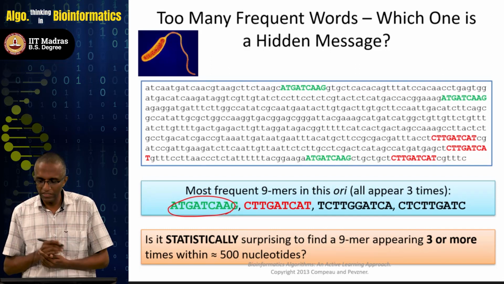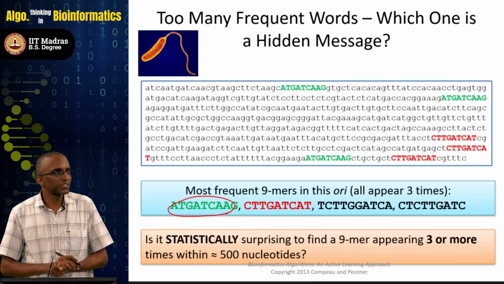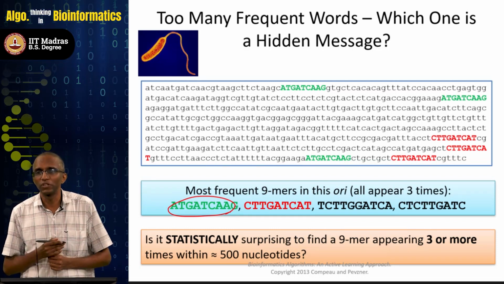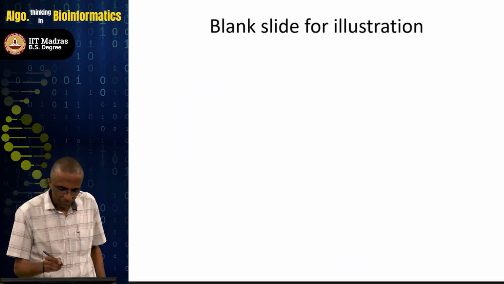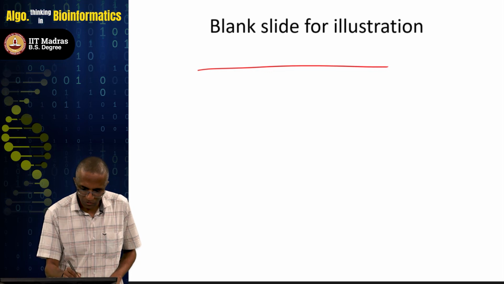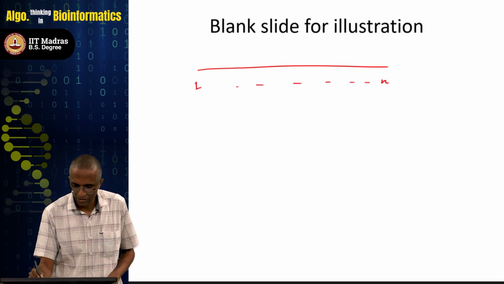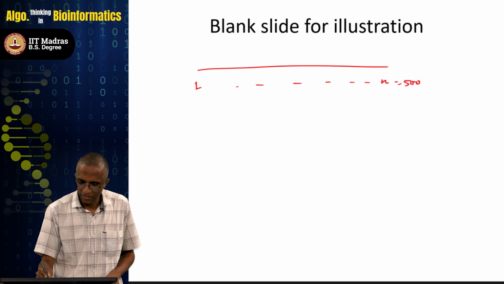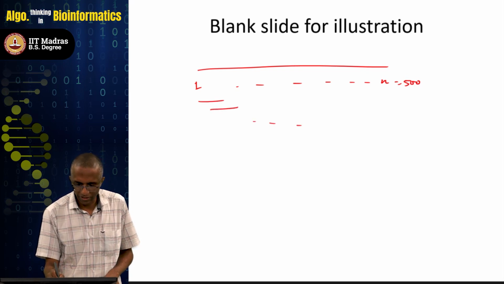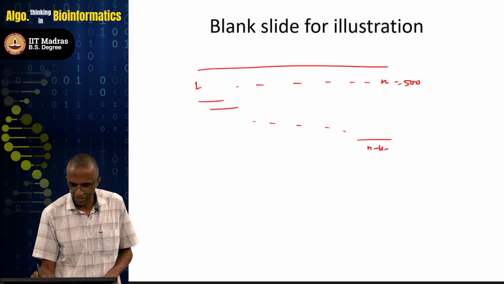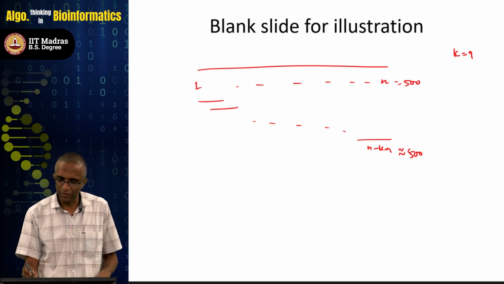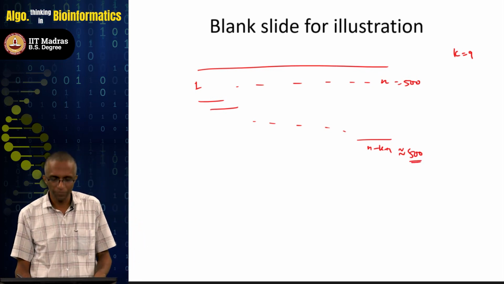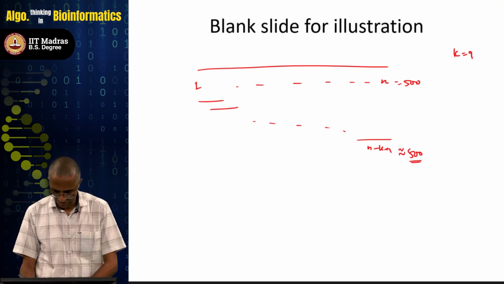All of these 9-mers are appearing 3 times. In a random string, is it expected that these things will appear 3 times or more? For that you can look at this n, 1 to n, which is 500, and the number of k-mers that appear here is n minus k plus 1, and k is 9. I am just going to approximate it, instead of saying 500 minus 9 plus 1, as 500.